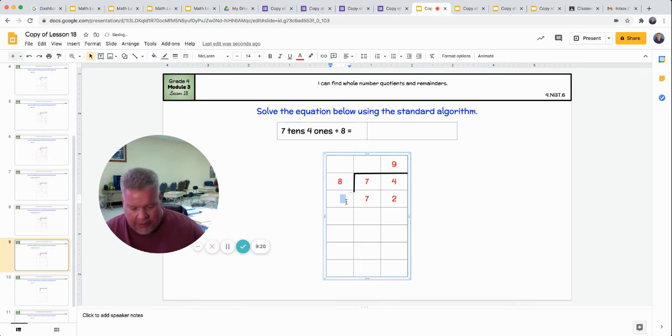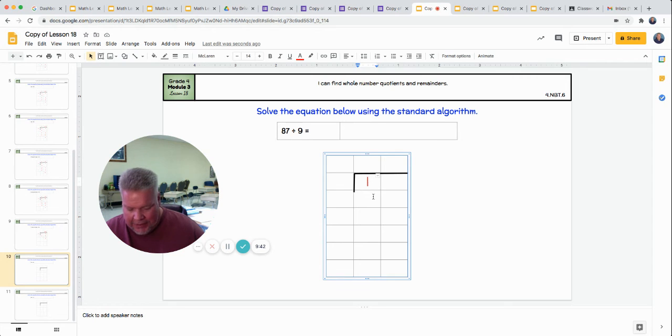Okay, and we subtract. 74 minus 72 is 2. And we don't have anything else to bring down. That is our remainder. Remainder 2. So 74 divided by 8 is 9. Remainder 2. Okay.